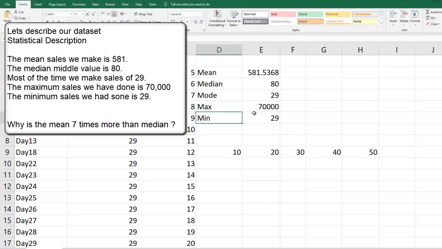For example, it tells me that the average value is 581. It tells me the middle value is 80. The most repeated value in your data set is 29, and then the max and the mean.